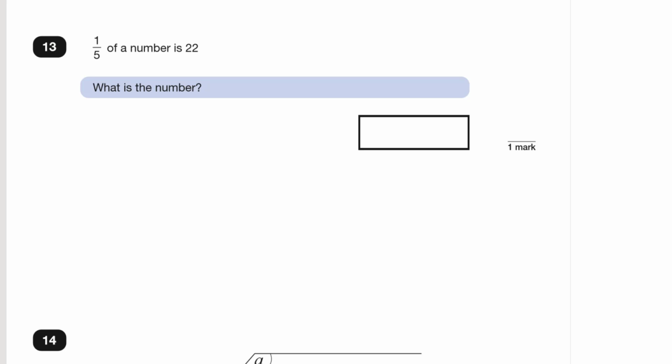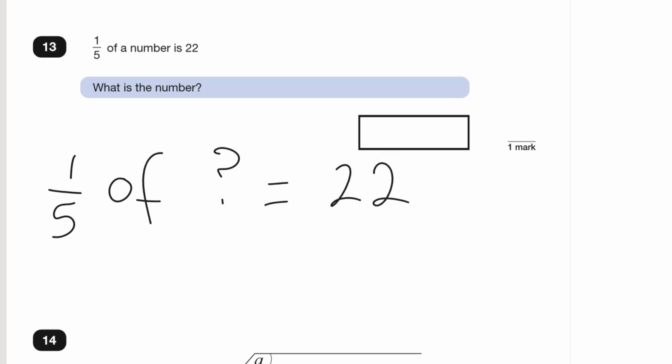We can think about expressing this algebraically. 1/5 of a number, so 1/5 of something is 22. How do we find a fifth of something? To find a fifth of something, we divide by 5. So we could say that that number divided by 5 is 22.